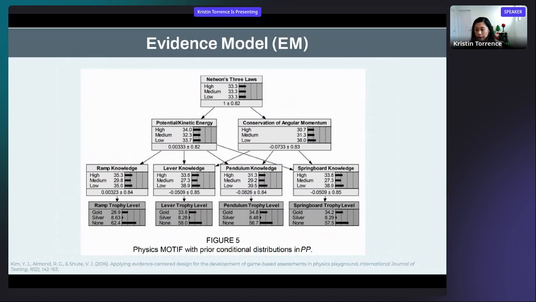And for Newton's 3 laws, this is the probability distribution of each of the variables. So these are prior probabilities of the statistical model, which represent the likelihood of the competency levels. So for instance, the probability that someone will be competent in Newton's 3 laws is about equal for high, medium, and low. And so given these statistical probabilities, how does this all sort of work with the evidence model?